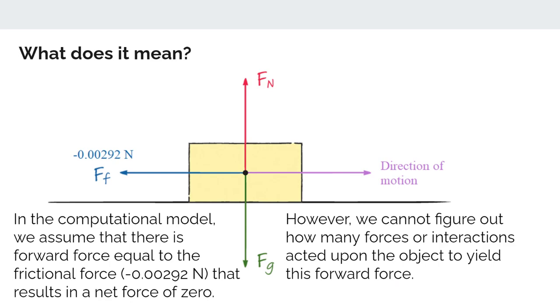And so what does this mean? It means that our computational model had some assumptions. It assumed that there was some sort of force that was counteracting that frictional force, whether it was pushing or pulling, it had to balance it out. And we cannot, however, differentiate what those forces were. It could have been a combination of forces, it could have been one, we don't know.